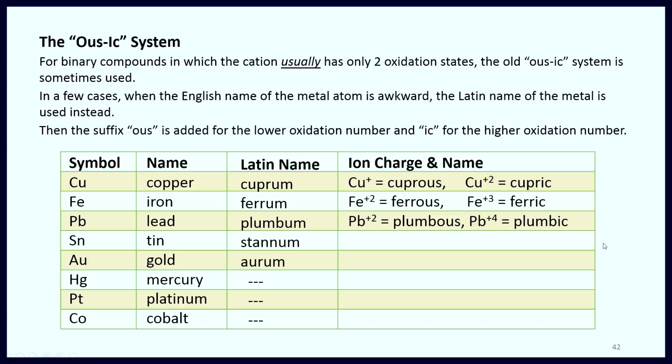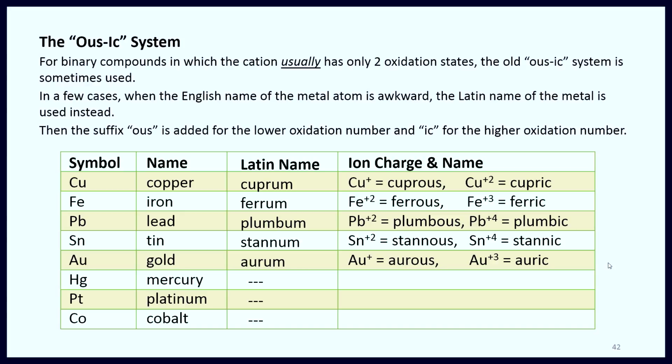Likewise, tin has the Latin name stannum, and so it's also in group 4A, right below lead. It has the same oxidation states, +2 and +4. The lower one is stannous, and the upper one is stannic. The last Latin example that I'm aware of is for gold. Gold has the Latin name aurum. It has 2 oxidation states, +1 and +3. The lower oxidation state is aurous, and the upper oxidation state is auric. I suppose somebody decided that gold-ous and gold-ic was too awkward to say.